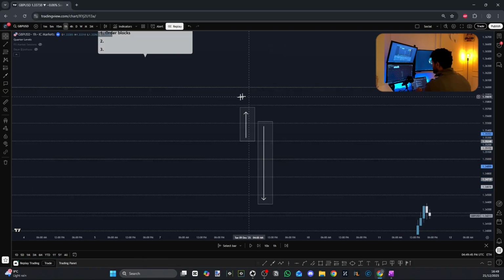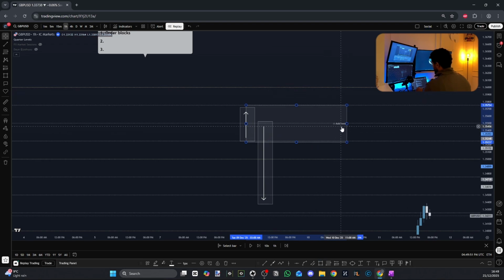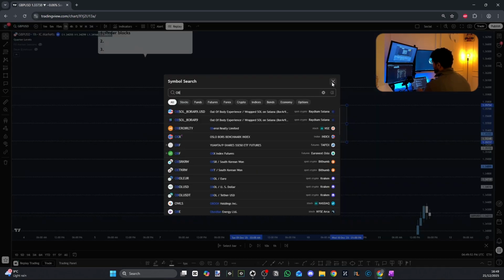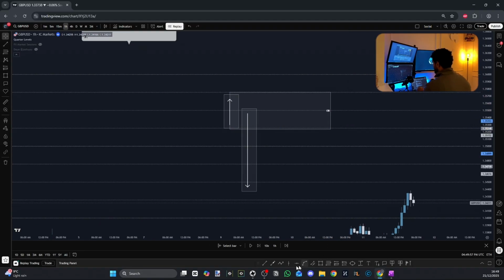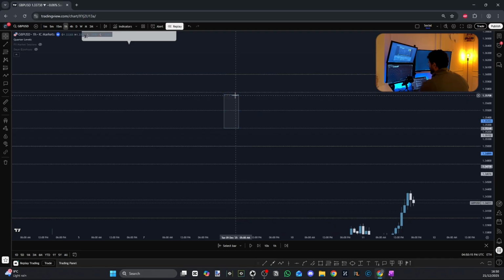And now this candle becomes, as a result, a bearish order block. And now our expectation is that we expect price to trade back up into this bearish order block and then continue trading towards the downside. Simple. Again, this is just a very simple demonstration and example of what an order block is.